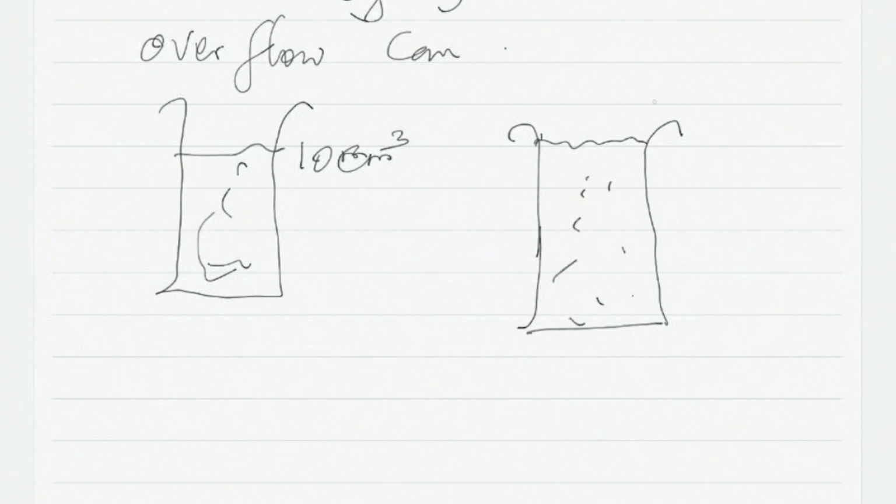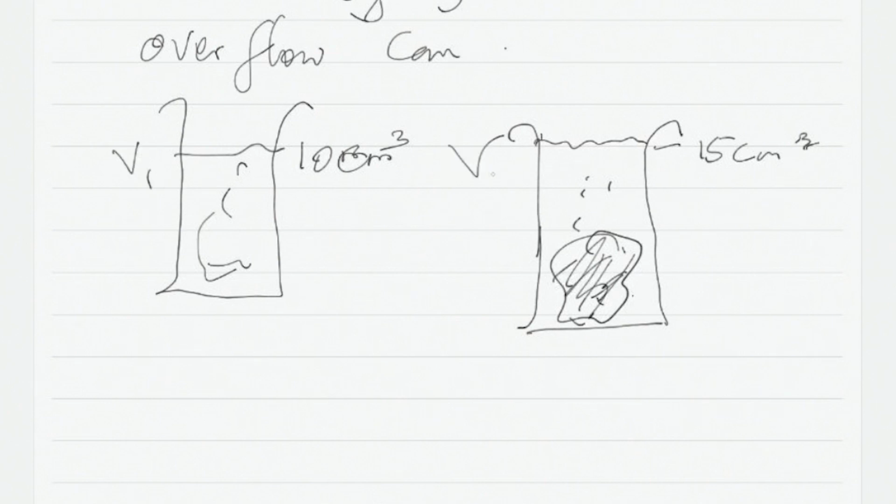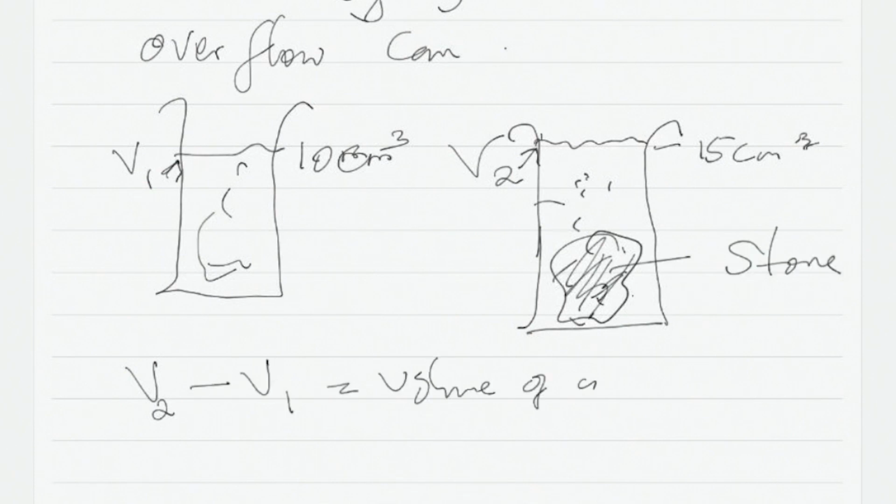Meaning, when I put a stone here, for example, the volume has risen to 15 cubic centimeters. To find the volume of this one, I'll call this one V1 and this one V2. So, to find the volume of a stone, I will say V2 minus V1 is equal to the volume of a stone.